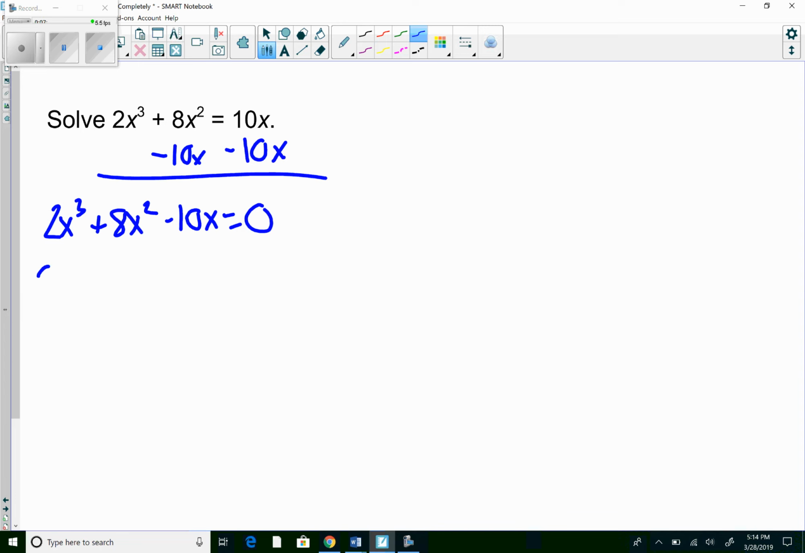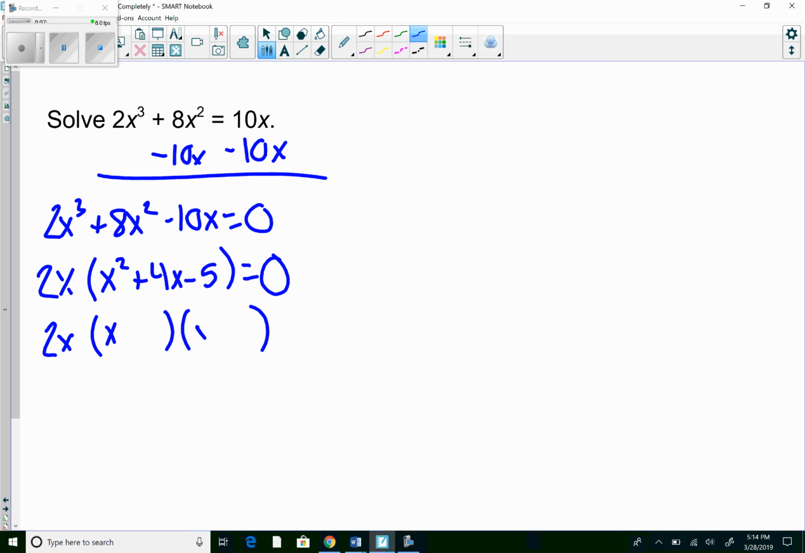Now we're able to see, okay, I'm able to take out a 2x, and when I do that, I've got x squared plus, whoops, that's not 8x, is it? That should be 4x. And then minus 5. And then I've got 2x. This I can break down further. I'm going to start out with x and x. Then I've got 5, and I've got negative 1. And then I'm going to follow the zero product property.